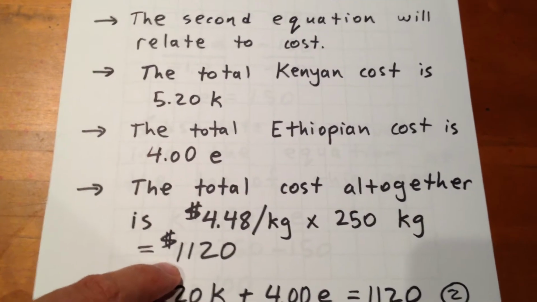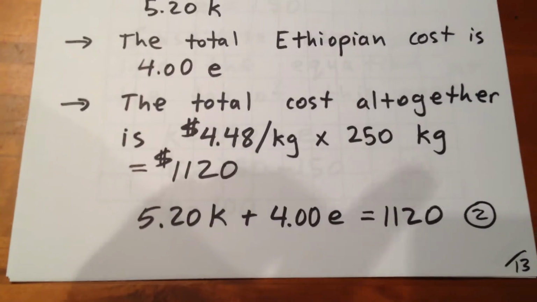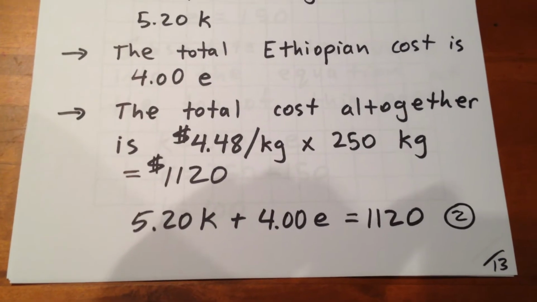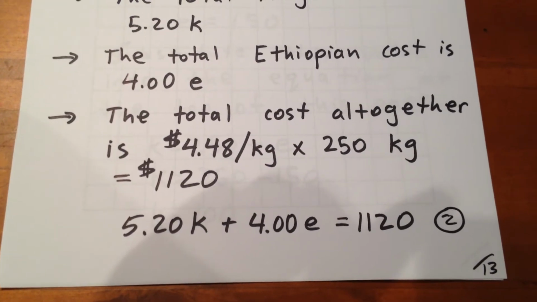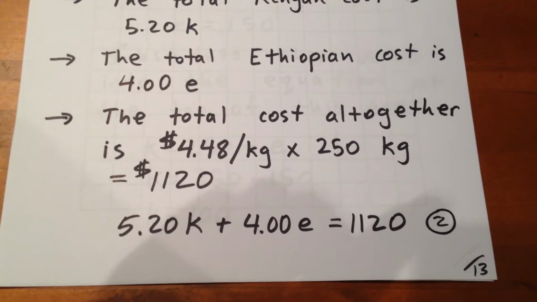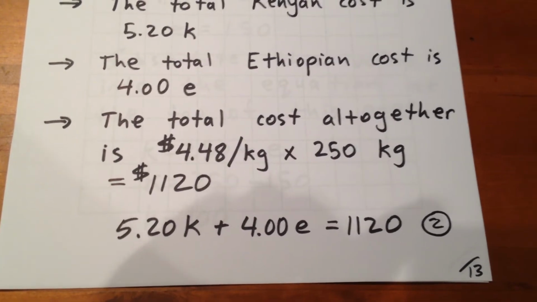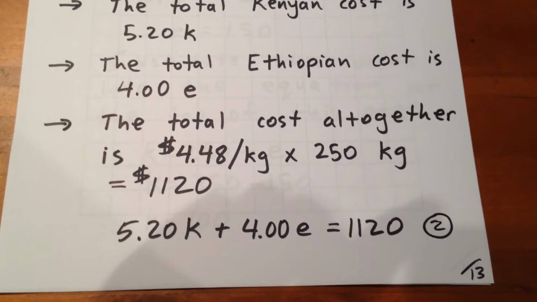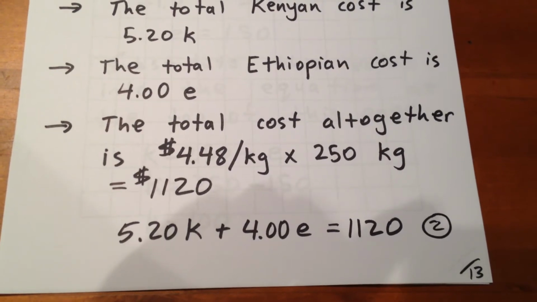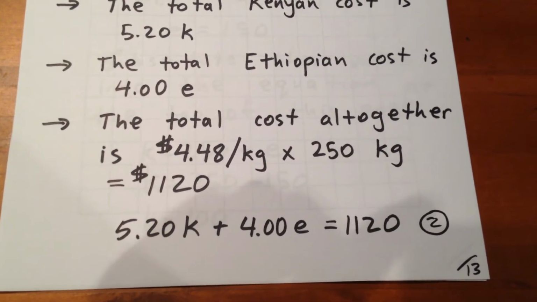So what we can do is we can put the total Kenyan cost plus the total Ethiopian cost and say that that equals the total cost of all the beans altogether. And we come up with that as our second equation. 5.20 K, the total Kenyan cost, plus 4.00 E, the total Ethiopian cost, equals $1,120, the total cost altogether. And that's our second equation.